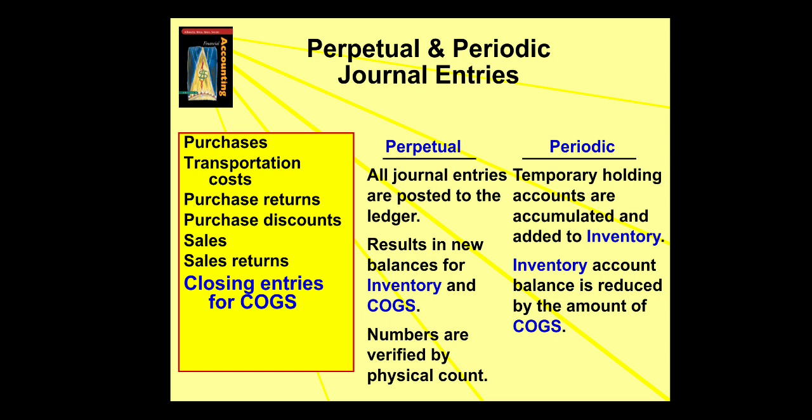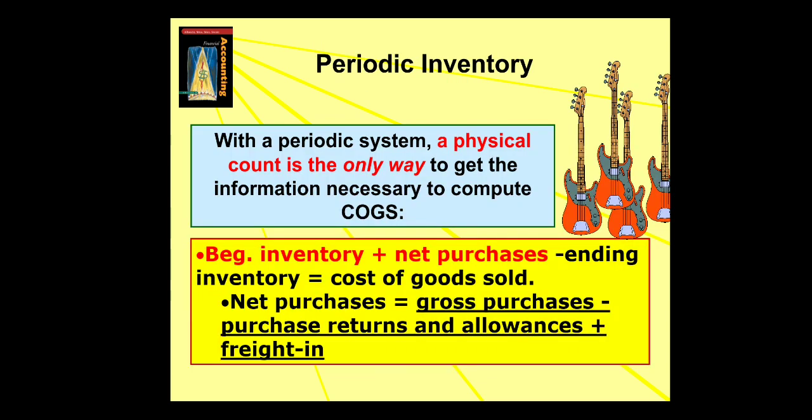But if you use the periodic system, remember you do not update the inventory and cost of goods sold accounts. So temporary holding accounts are accumulated and added to the inventory, and then the inventory account balance is reduced by the amount of cost of goods sold. Okay, we see how to do the calculation.